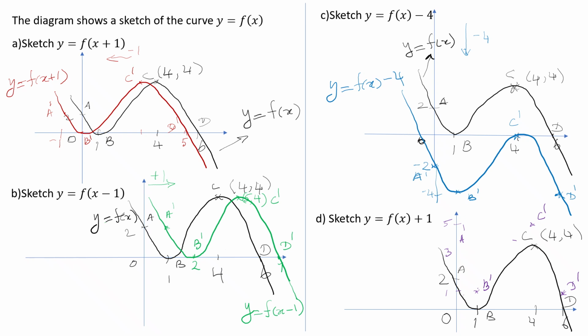Let's draw the graph again. This is the new graph, so y equals f(x) plus 1. Black one is y equals f(x).